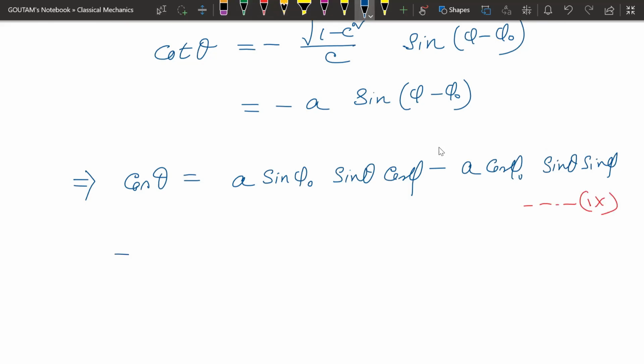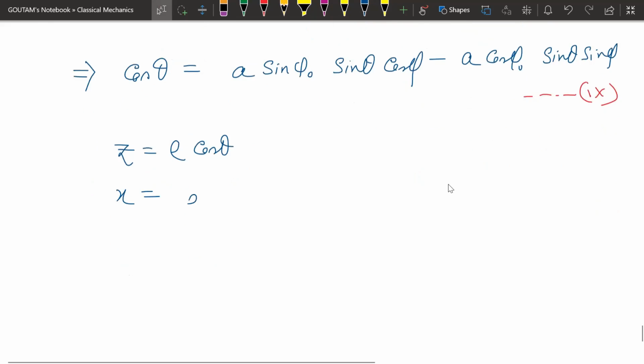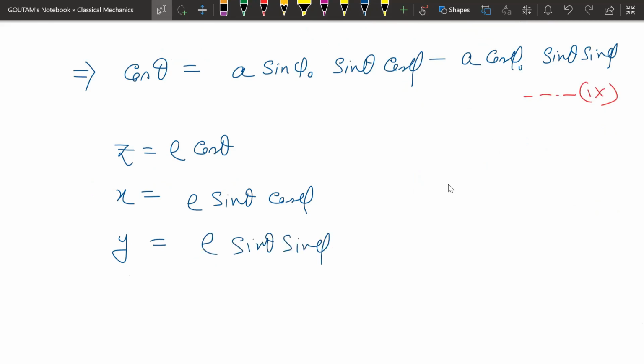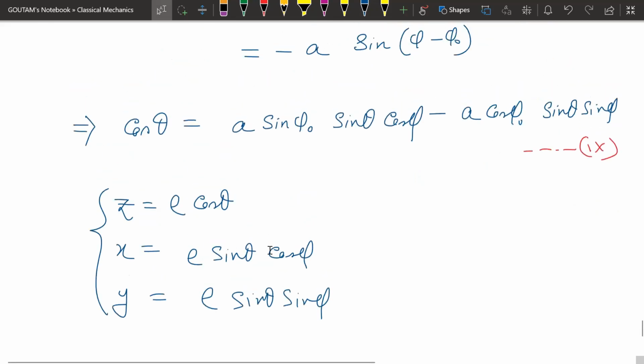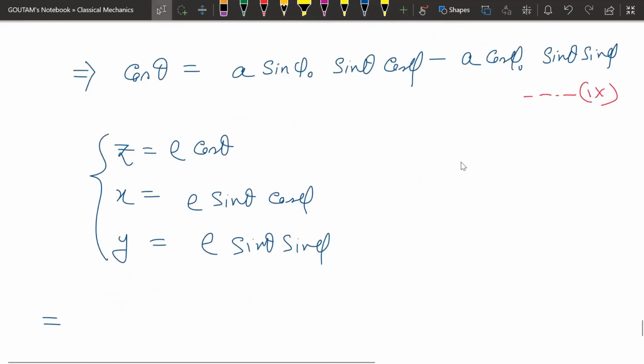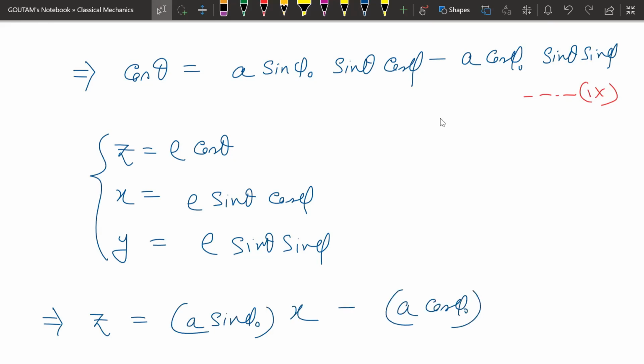Now we know that z is equal to rho cos theta, x equals rho sine theta cos phi, and y equals rho sine theta sine phi. With these relations, we can replace this in equation 9. We can multiply equation 9 by rho on both sides. On the left hand side it will be rho cos theta, which will be z. So equation 9 will be z equals a sine phi naught times x, minus a cos phi naught times, rho times sine theta sine phi, which will be y.